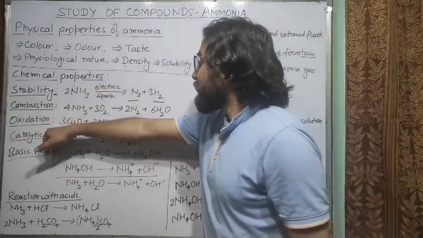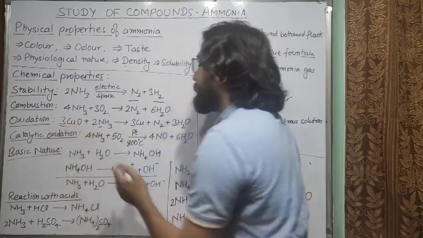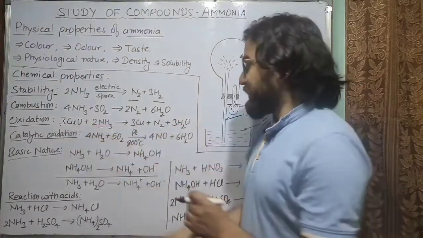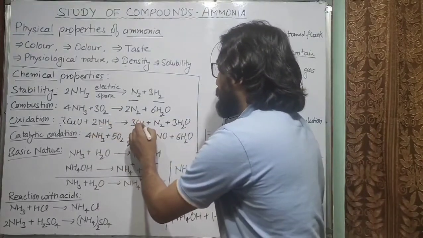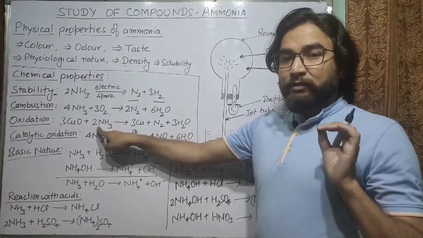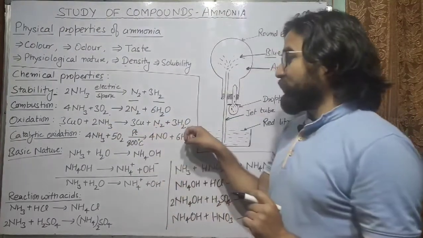The next is oxidation. So oxidation of ammonia can be done with the help of cupric oxide. So copper 2 oxide will react with ammonia, it will form copper. There is oxidation of ammonia and it will give nitrogen and water.